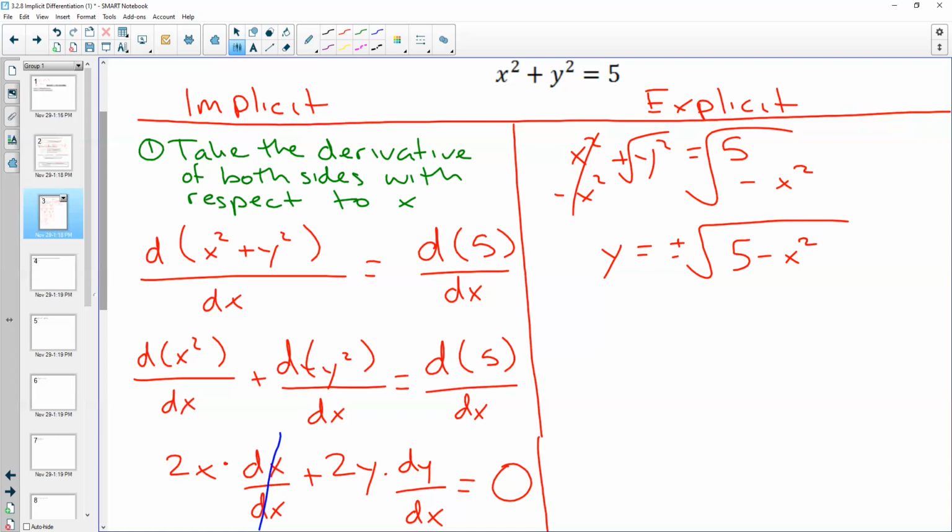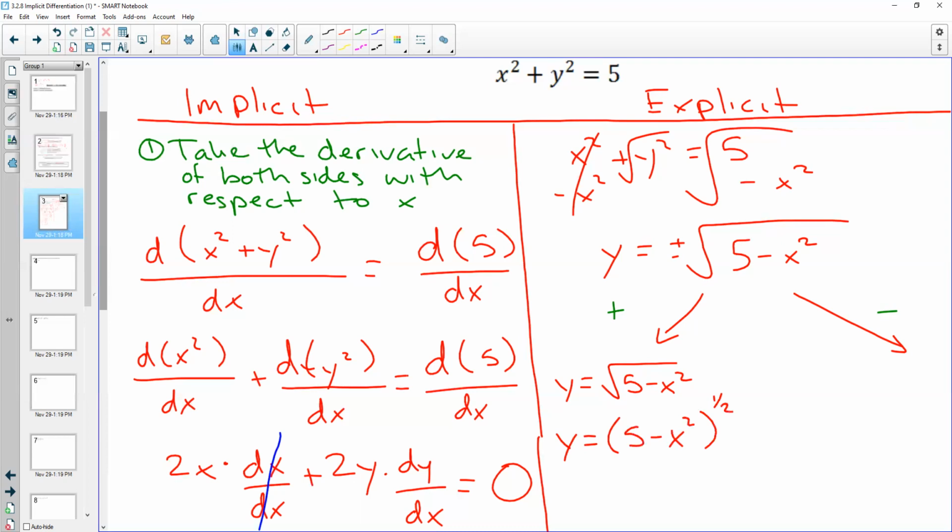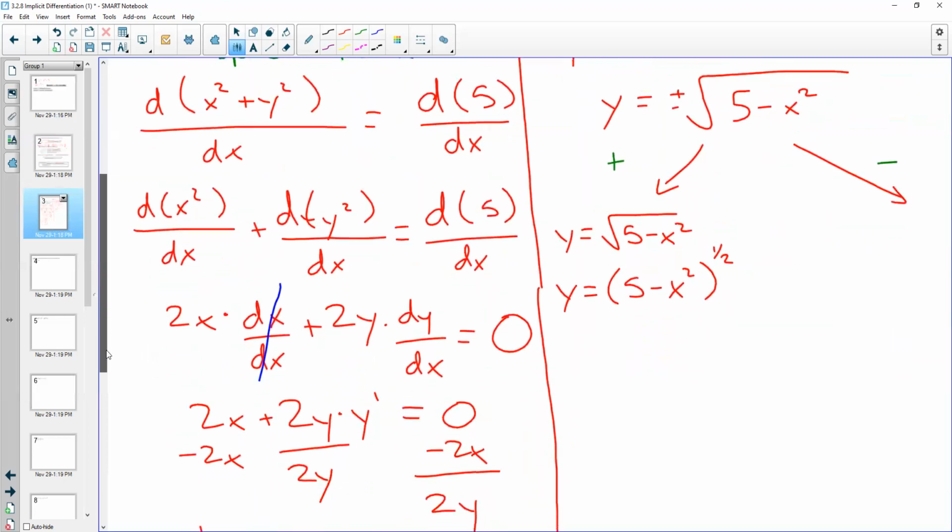And so we need to solve two cases for this. So one will be the positive side and one is going to be the negative side, kind of like what we did in our pre-calc unit, right? Fun. So let's do the positive one first. So y is equal to the root of 5 minus x squared. We could rewrite this, right? The exponent on that would be 1/2. Okay, so now we can differentiate that.